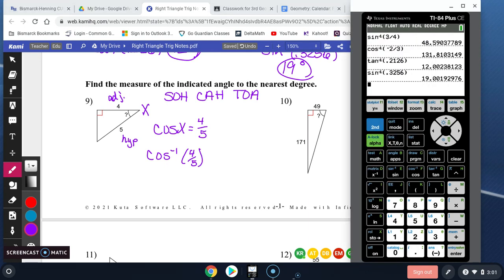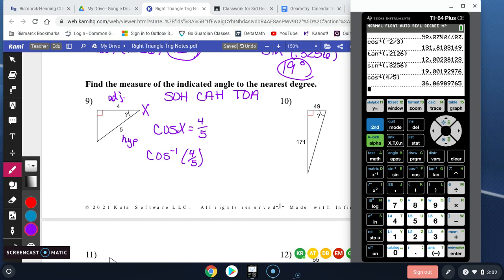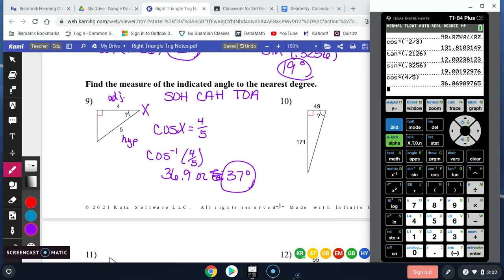So I'm going to do that. So second cosine of 4 divided by 5. And you get about 36.9 degrees, or nearest degree, 37 degrees.